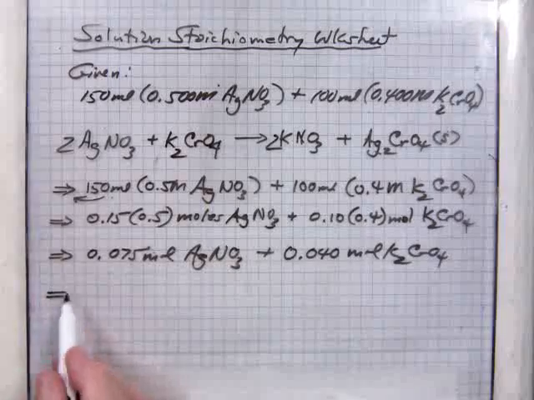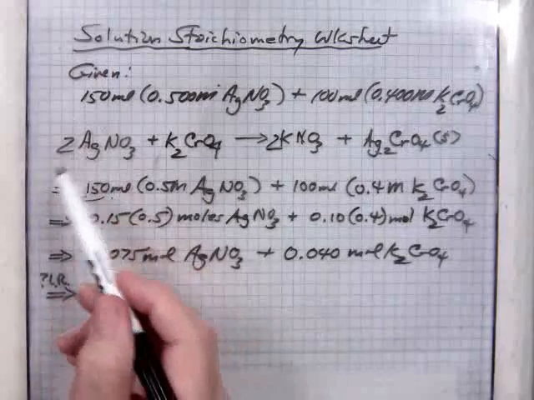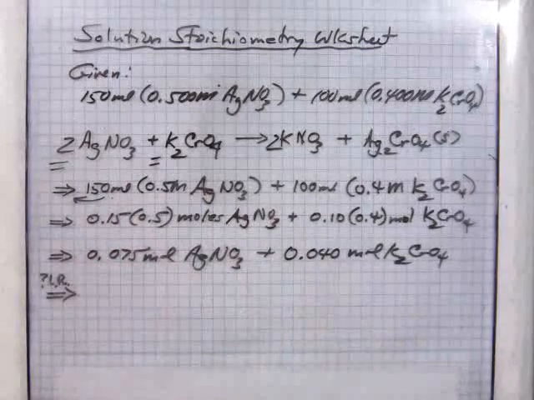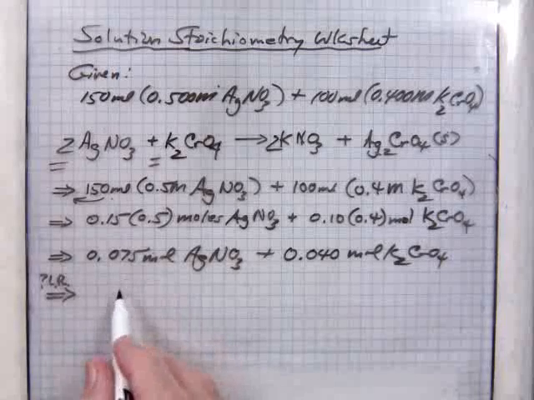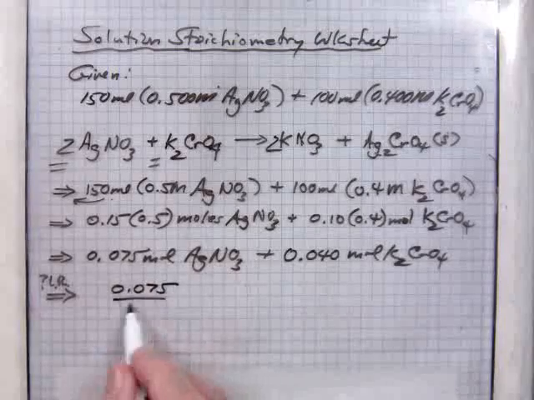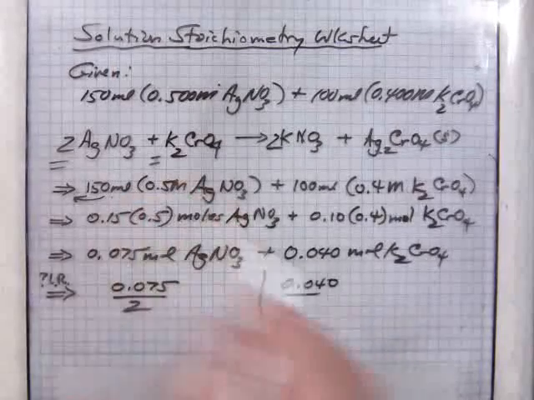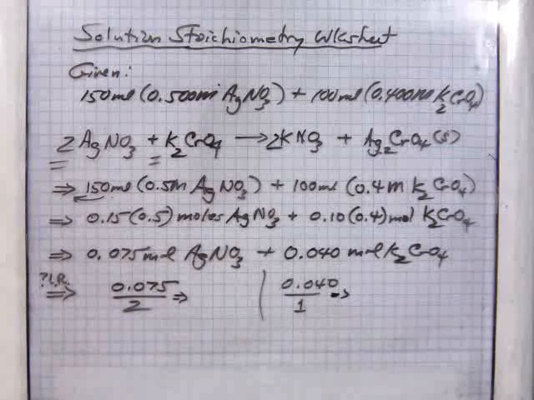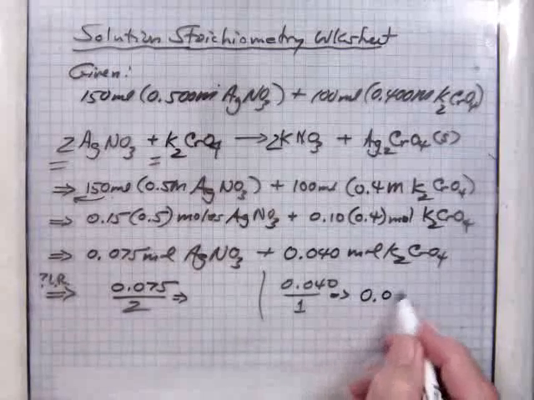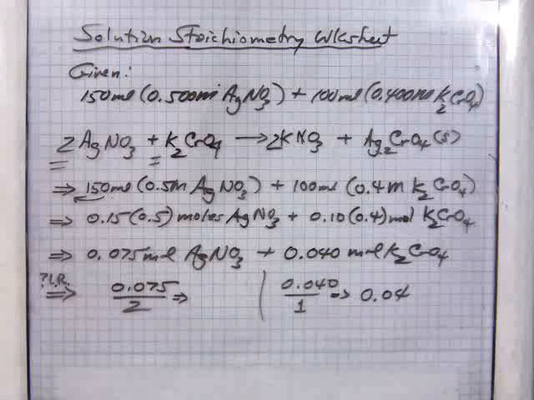Now, which is the limiting reagent? Well, take the moles divided by the respective coefficients of the balanced equation. The smaller number is the limiting reagent. So we want to take 0.075 divided by 2, and we want to take 0.040 divided by 1. And of course that gives 0.04, and 0.075 divided by 2 is 0.038.